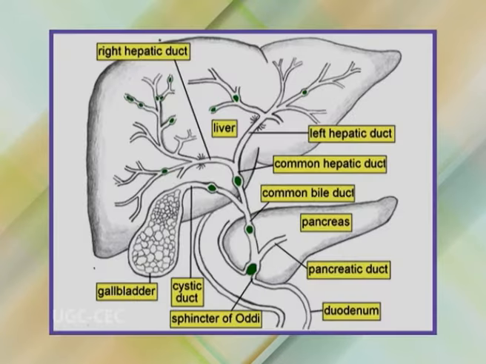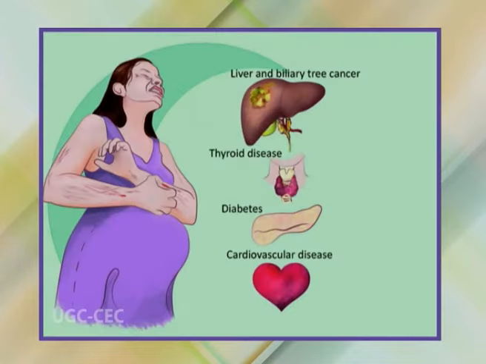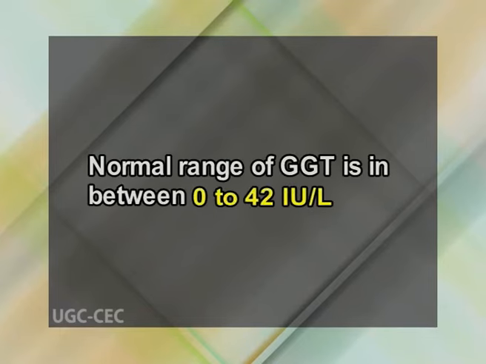Now, gamma glutamyl transpeptidase, which is GGT. It's another enzyme specific to the biliary tree and a more specific indicator of cholestasis and damage to the biliary tree. It's also a highly specific marker and is raised in even minute subclinical damage to the biliary tree. The normal range is between 0 to 42 units per liter.